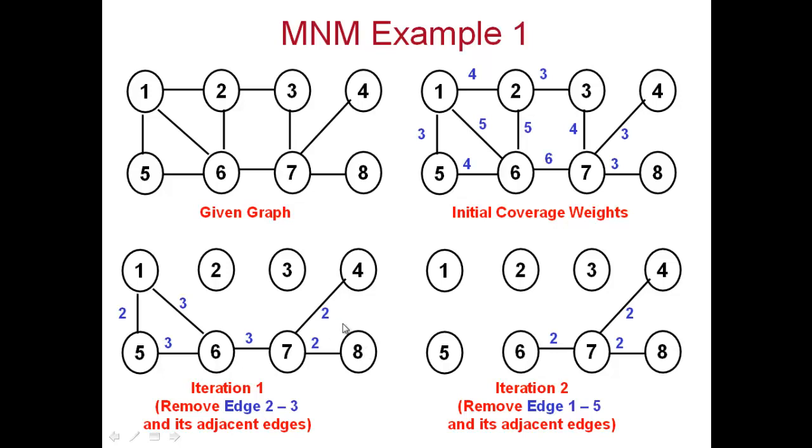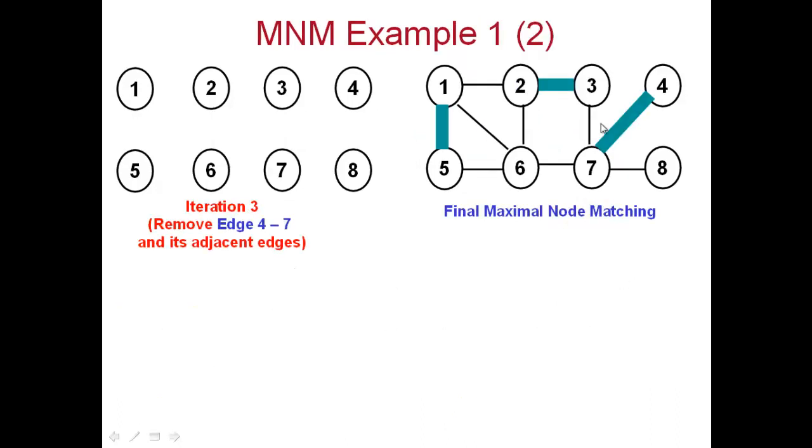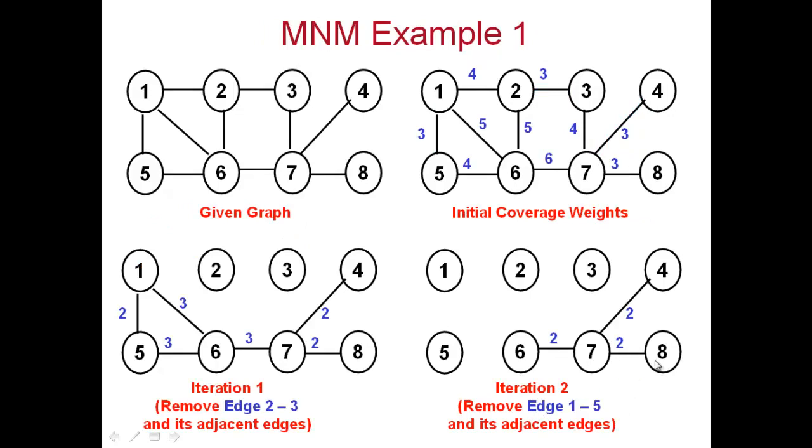For the next iteration, again I'll choose the edge with the smallest coverage weight, which is 2. There are several edges with a coverage weight of 2, so I break the tie arbitrarily. I pick the edge 1, 5. Because of that, edges 1, 6 and 5, 6 get ruled out from being considered, so they're removed from the graph. These are the remaining edges. If I find the coverage weights of these edges, it comes out to be 2 for each of them. So again, I can pick one of them arbitrarily. Let us say I pick 4, 7. Once I pick 4, 7, the other 2 edges get discarded from being considered.